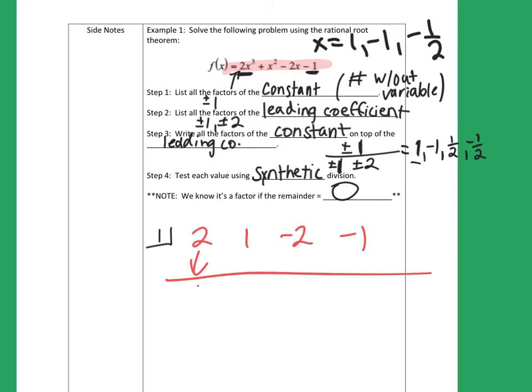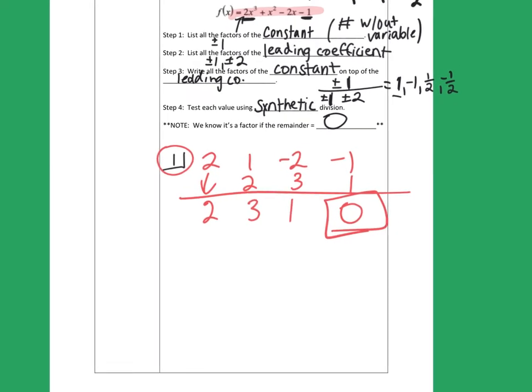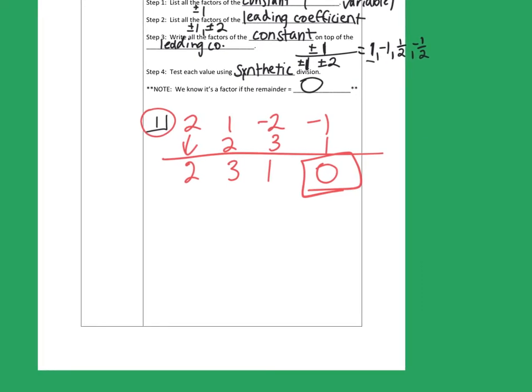Line. Drop down the 2. 2 times 1 is 2. 1 plus 2 is 3. 3 times 1 is 3. -2 plus 3 is, sorry, +1. 1 times 1 is 1, and -1 plus 1 is 0, remainder of 0. So yes, 1 is a factor. Thank goodness. I don't have to keep going with this, okay? I'm done. Not quite though.